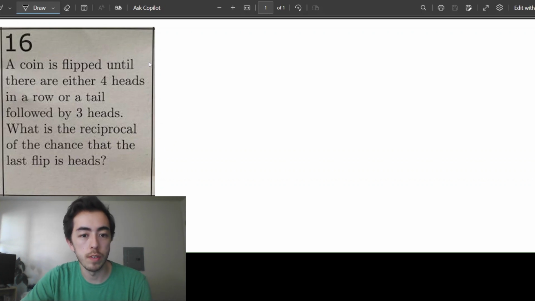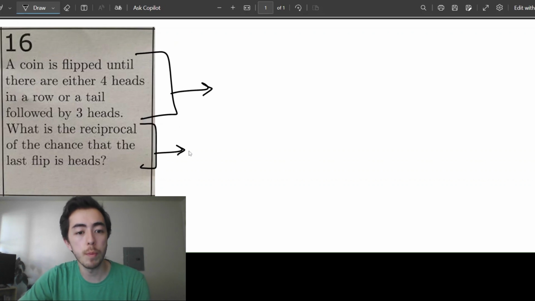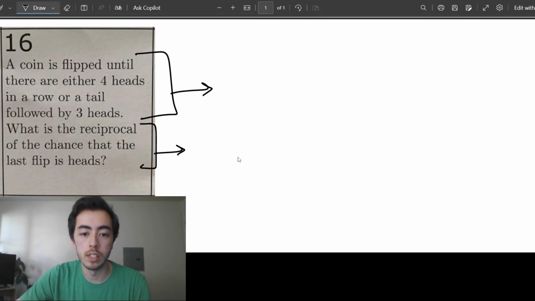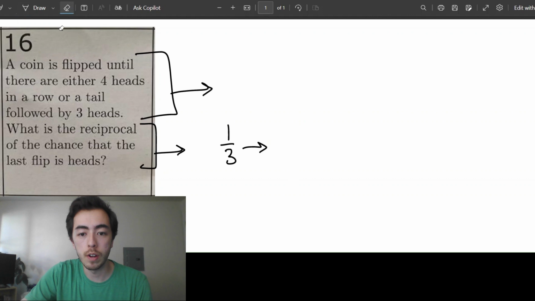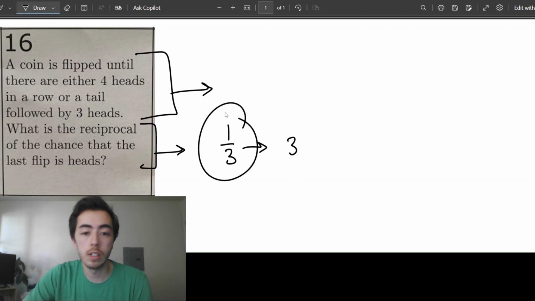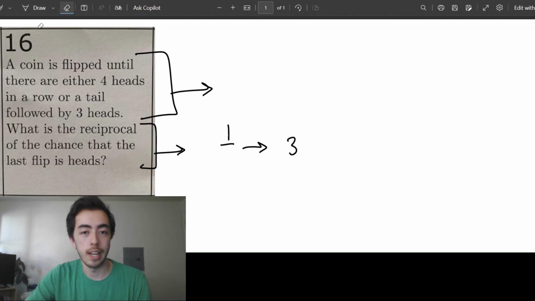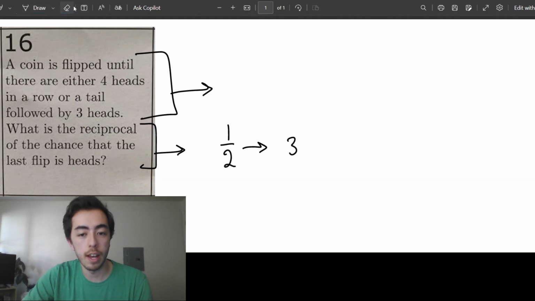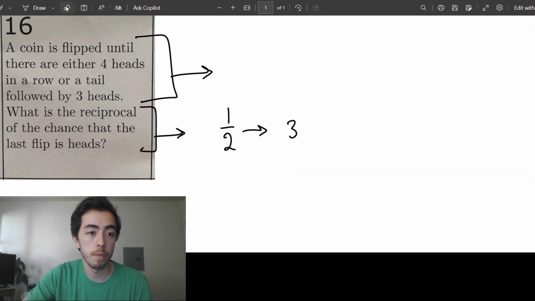So this part gives us a scenario, and then this part is asking us for a probability. Well, the reciprocal of a probability. A reciprocal of a fraction is just its flip. So 3 over 1, or I guess just 3, is the reciprocal of 1/3. And so if we expressed some probability as 1/3, then its reciprocal is 3. For coin tosses, like heads or tails, the probability of flipping heads is 1/2, so the reciprocal there is 2.